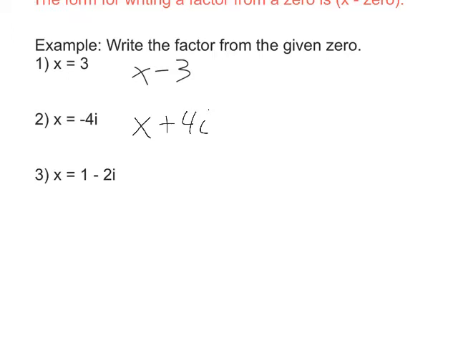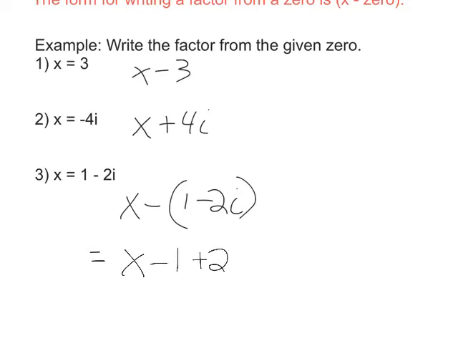And then this last one's a little bit tricky. We do have another imaginary zero, and it's a 2-term imaginary zero. So what we do is we say x minus that 2-term zero, and what you want to be sure that you do is you distribute this negative to both terms, okay? You're going to change both of those signs, and so that becomes x minus 1 plus 2i, okay? So we get a 3-term factor in that instance.